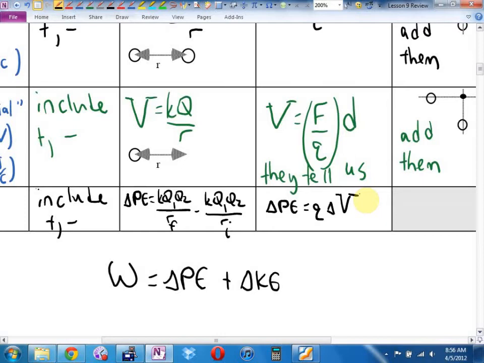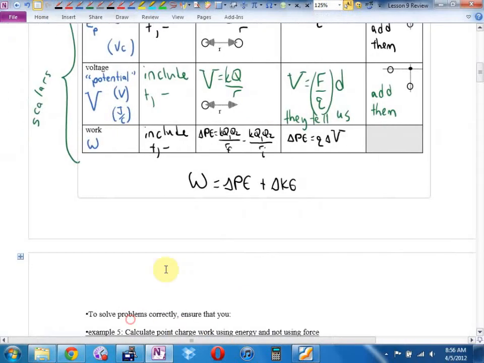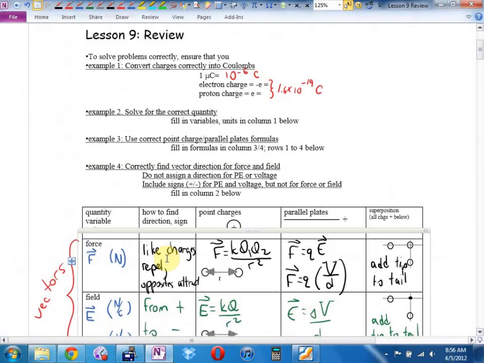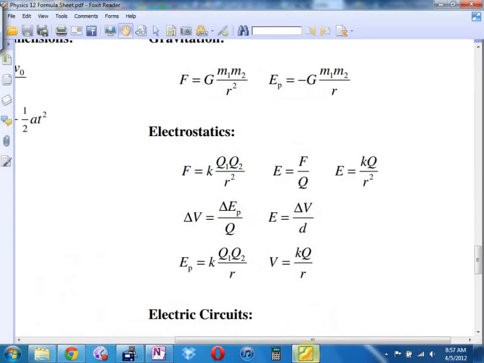That's kind of a rough summary of everything we've done for the past couple of weeks, Mitch. Let's try applying some of this. It says correctly find vector direction for force and field. Don't assign a direction for potential energy or voltage, but include the positive and negative signs for potential energy and voltage, but not for forces and fields. Forces, fields, forget the signs. Signs for scalars. Whatever dumb way you want to remember it. Or you can remember it, Brianna, hey, the first row, no signs. And technically this is electric field, so not that either. These ones, but the signs.